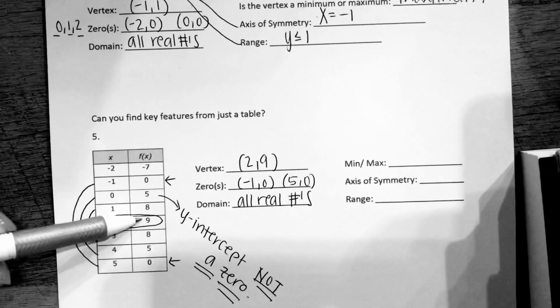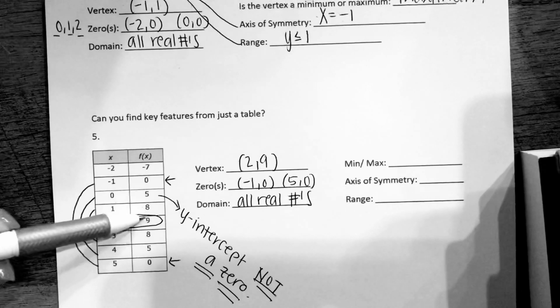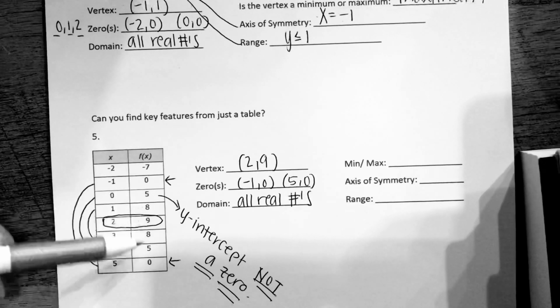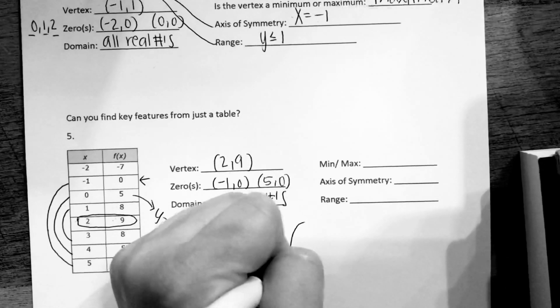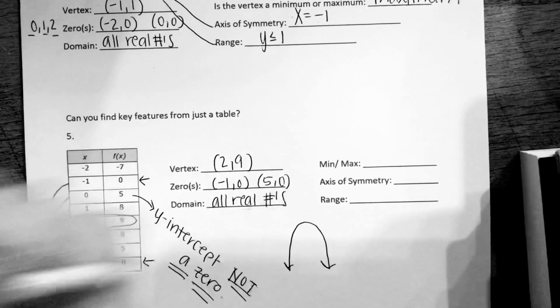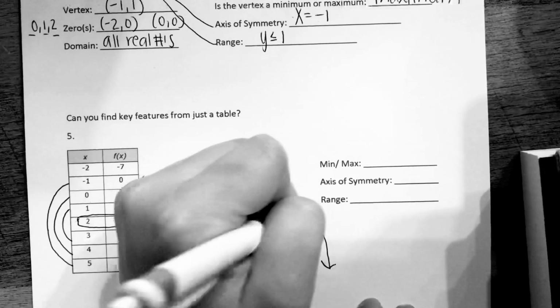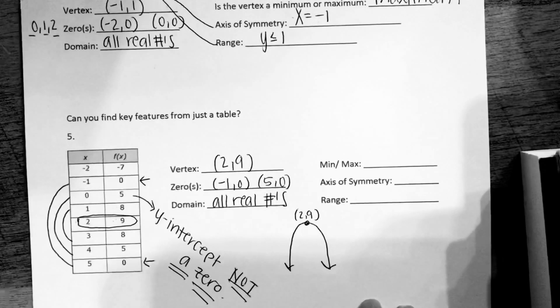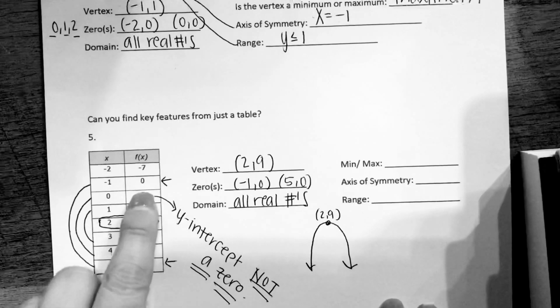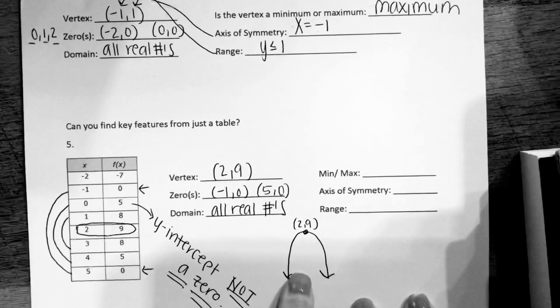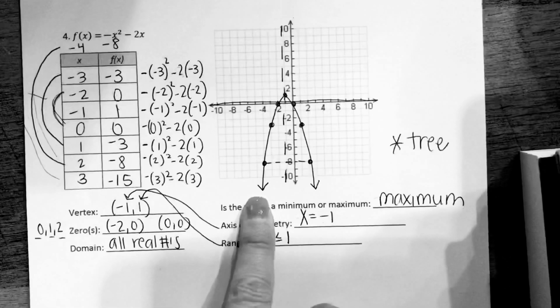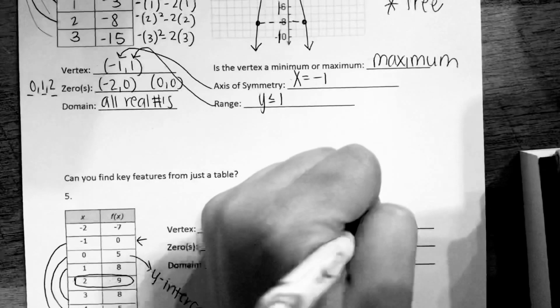When I go and look at the points, my vertex being a 9, all of these y values are smaller than my vertex, which would mean that this graph is going to look something like this, where this point would be (2, 9). I've determined that because of what the numbers look like outside of my vertex. Because my graph looks like this, it's very similar to the previous problem, where this would be considered a maximum.